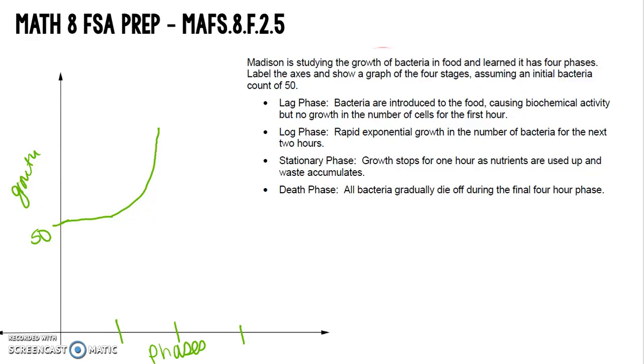Our stationary phase says growth stops for 1 hour as nutrients are used up and waste accumulates. So that slope would be looking something right along the lines of this, where that growth is not exponential, but that slope is about 1. Then that last phase that we're looking at says the death phase, that all the bacteria gradually dies off in the final hour. So that graph is going to start coming back down as all of that bacteria dies. All right, so like I said, this standard, what we're looking at, is really just about interpreting these graphs.